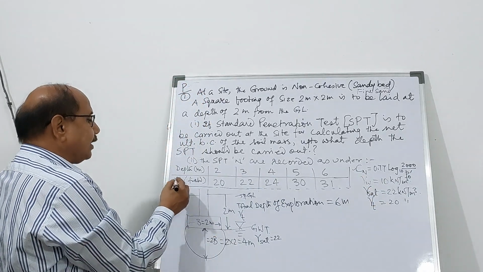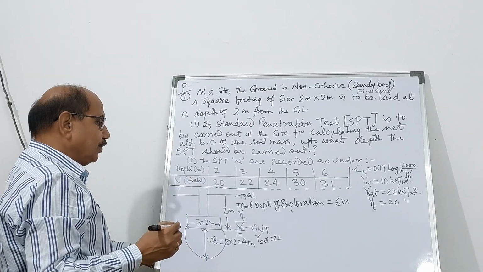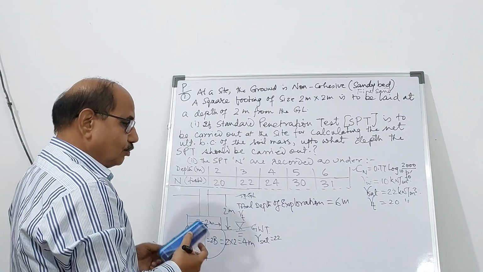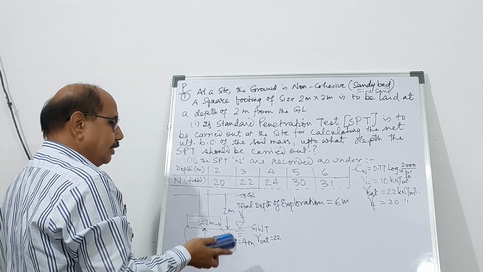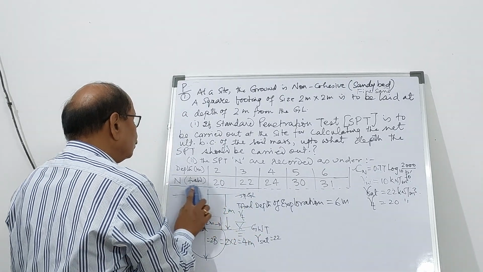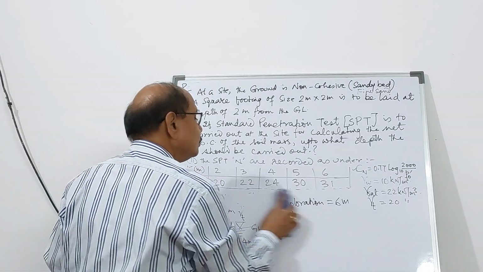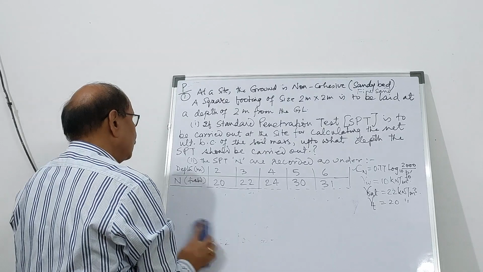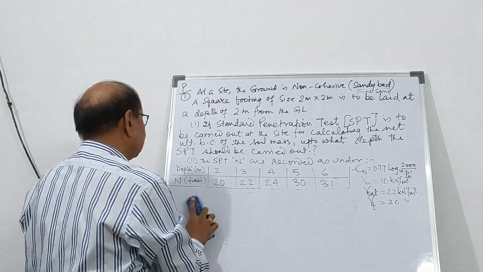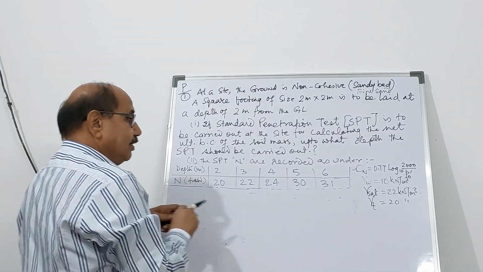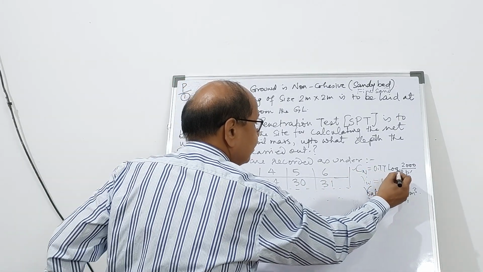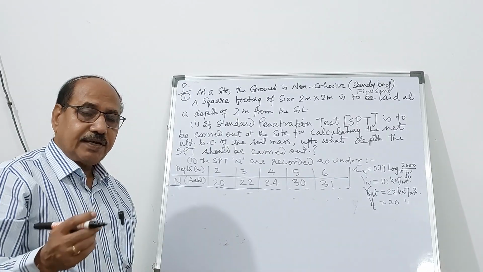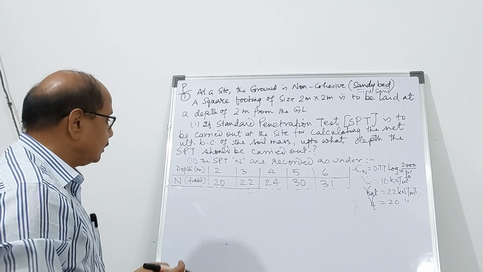Now, once we get the field value, we need to correct it for overburden correction. So how to correct it? For correcting, the correction factor Cn is given by this equation, 0.77 log of 2000 divided by P naught prime, where P naught prime is the effective overburden pressure at any depth.